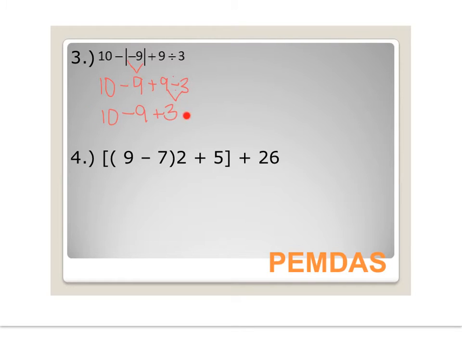A lot of students will do this step incorrectly. Because again, you have to add or subtract from left to right. So whatever you see first. 10 minus 9 is 1 plus 3, which is 4. So be very careful in that second to last step. Make sure you subtract and then you add.